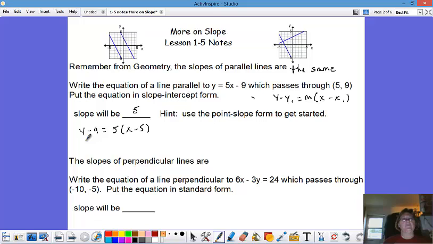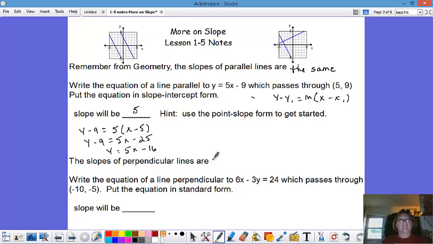So we want to do the distribution. y minus 9 equals 5x minus 25, and then we want to add 9 to that, so y equals 5x, and 25 minus 9 is 16, but ours is going to be negative because the 25 was the larger number. So there's our slope-intercept line. Same slope, different y-intercept, parallel.